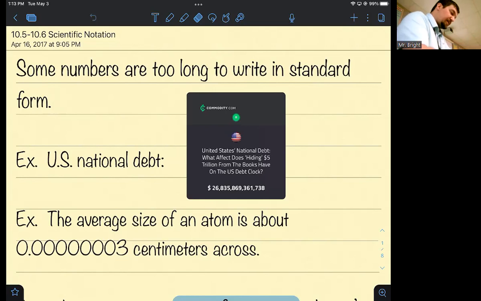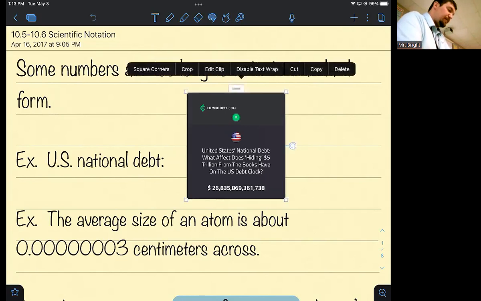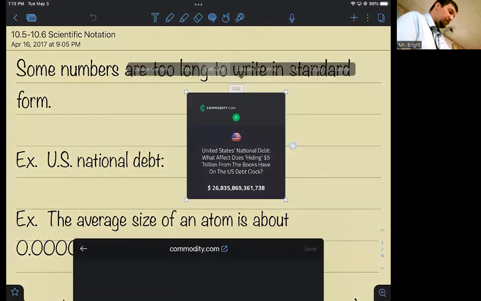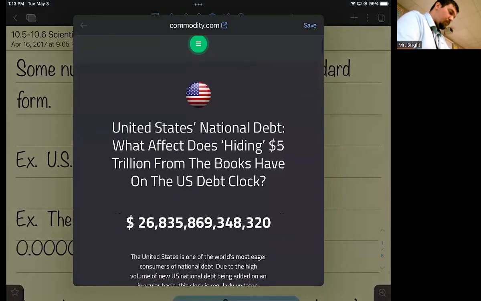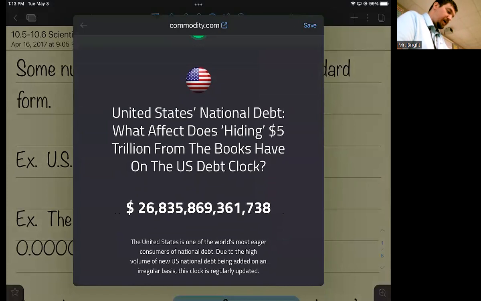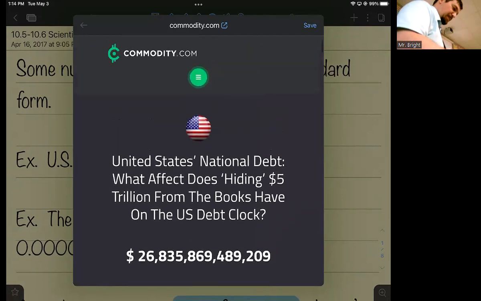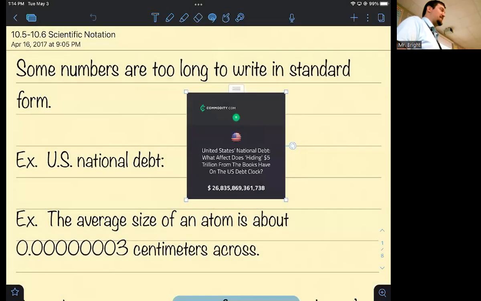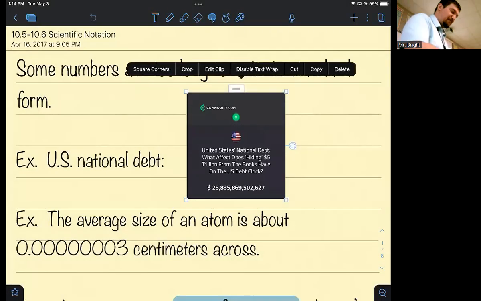For example, the U.S. national debt. It's a really big number. Currently, and still growing, 26 trillion, 835 billion, 869 million, 422,000, and it just went up. And so that's our national debt. That's a really long number, okay? Because we like to spend money that we don't have.